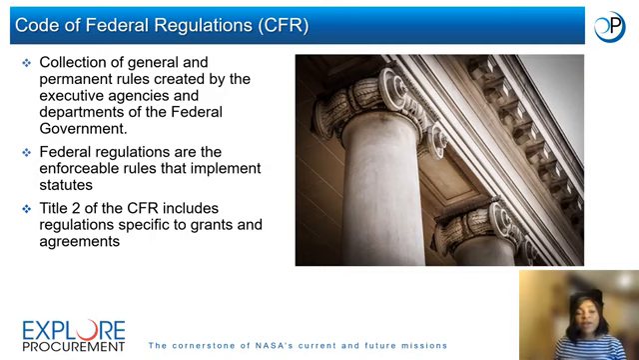The Code of Federal Regulations, or CFR, is the codification of the general and permanent rules published in the Federal Register by the executive departments and agencies of the federal government. It is divided into 50 titles that represent broad areas subject to federal regulations. These regulations serve as enforceable rules that implement the various statutes. For the purpose of this training, we will focus on Title II of the CFR, 2 CFR, which provides government-wide regulations on grants and cooperative agreements.